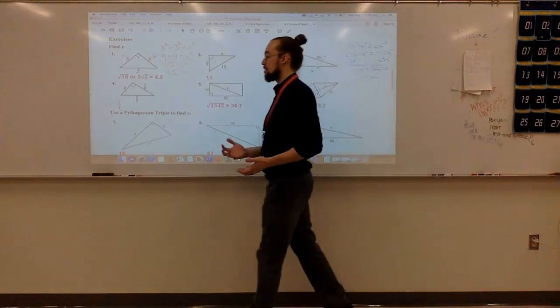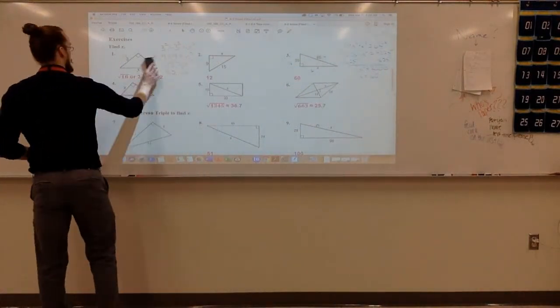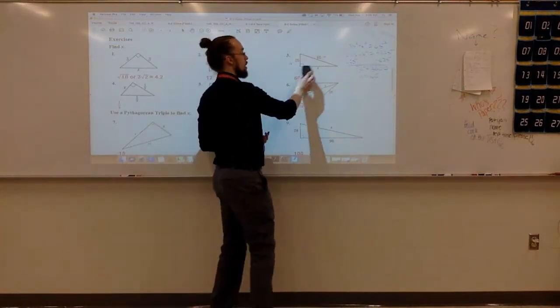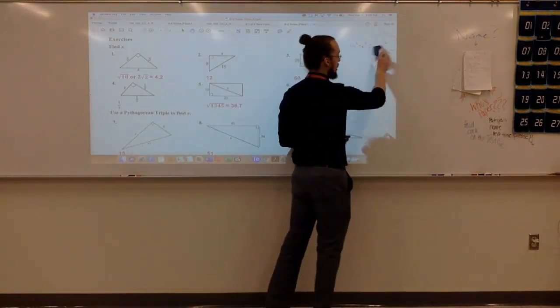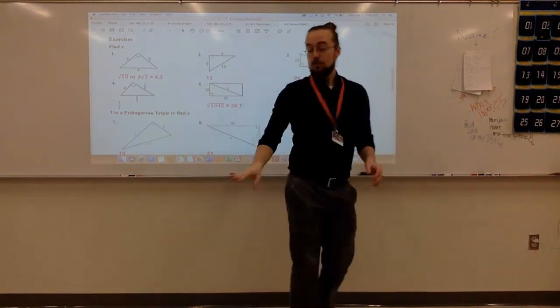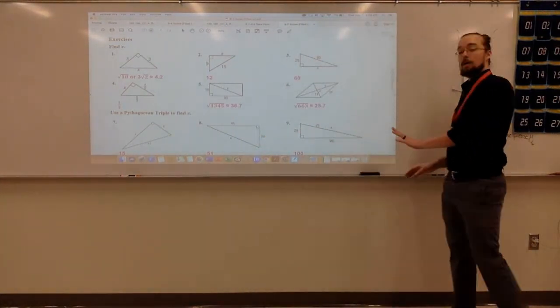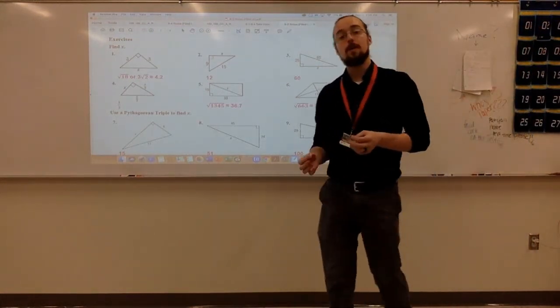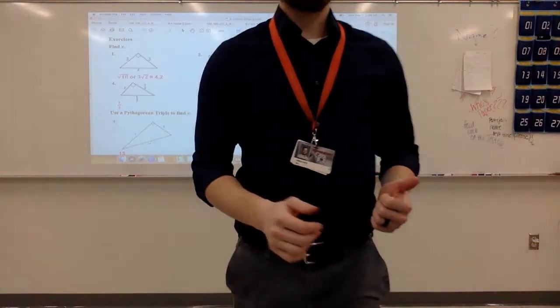All right, so let's talk about 7, 8, and 9 then. On these, the directions say use a Pythagorean triple to find x. For all of these, we could just use the Pythagorean theorem just like we just did and get an answer. But there might be a shortcut. A Pythagorean triple.